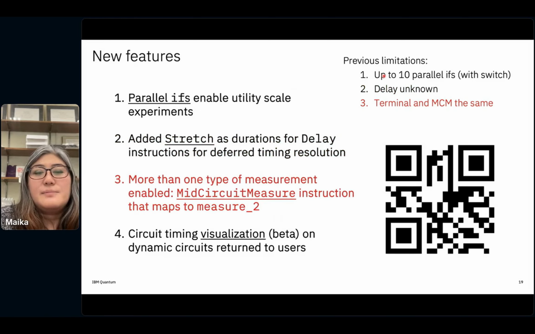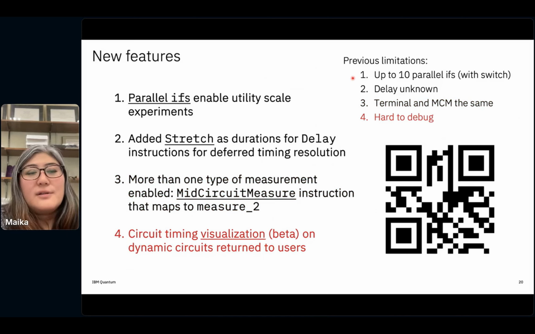And the third, previously, we only had one type of measure. So you typically would do qc.measure, and that could be used for either terminal or mid-circuit measurement. But now we have introduced a new class of mid-circuit measure instruction, and that maps to specifically measure_2 that is enabled in a few backends right now.